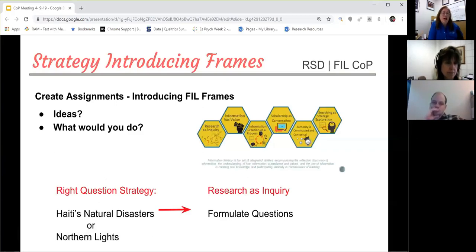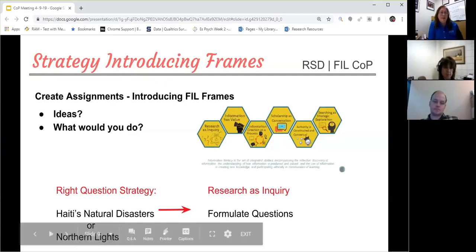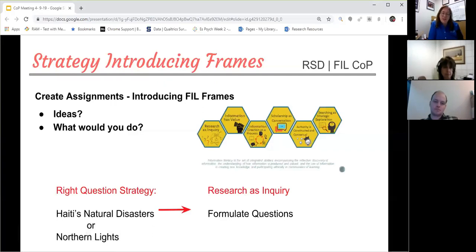So in this case, I would post a starter that just said Northern Lights, or if I was looking at Haiti, I would do Haiti's natural disasters. And now the idea is that students need to generate their own questions about those topics, and then as an instructor, you circle back and you start to then ask them questions, give them places to go look, talk about research strategies they might use to answer their own questions.